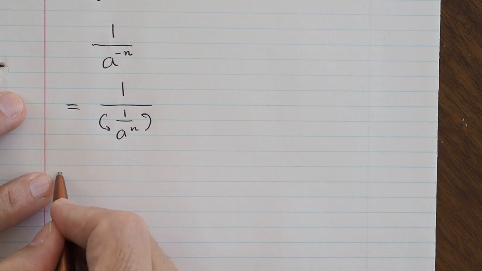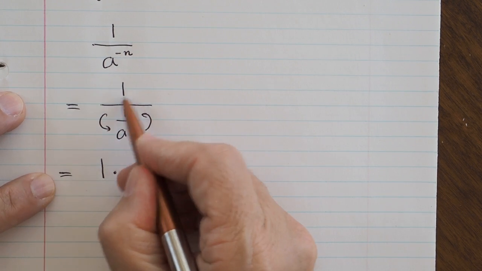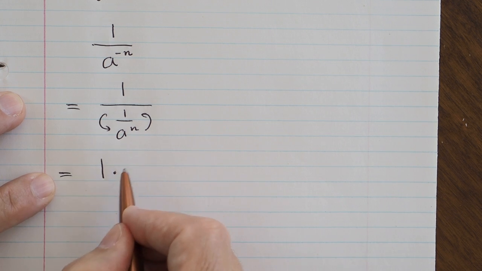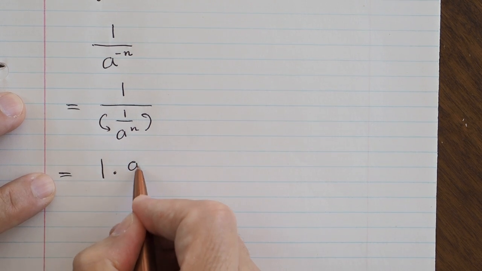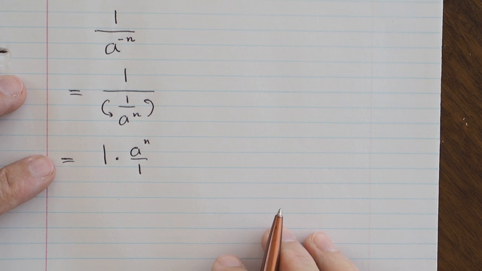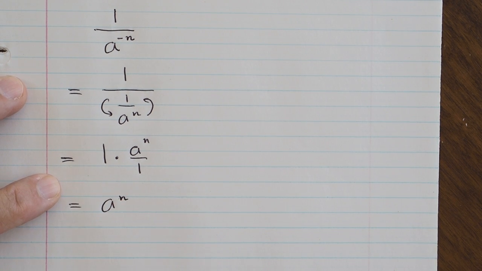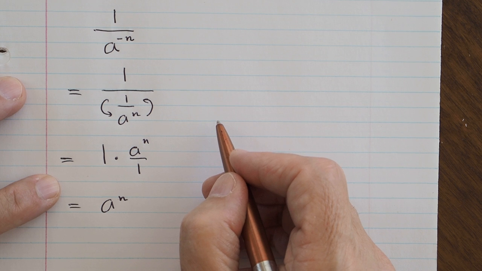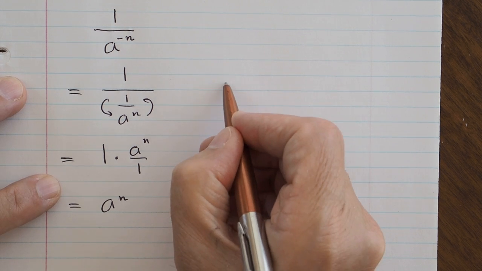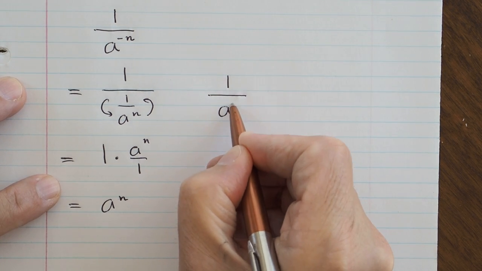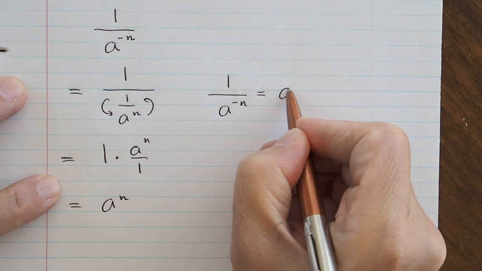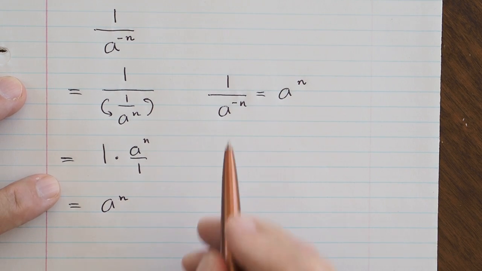And that would give us 1, which is the numerator, times the reciprocal of the denominator, which is a to the n over 1, which is equal to a to the n. That gives us a second rule, which is valuable to know about. So that says that 1 over a to the negative n is instantly a to the n. Simplifies in one step.